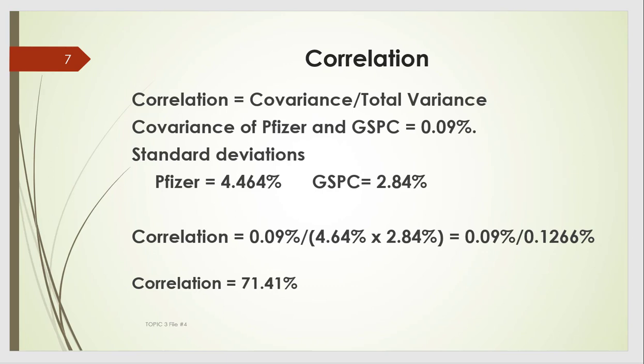So correlation is going to be the covariance divided by the product of the standard deviations of the two stocks. The covariance, we just calculated, it's 0.09%. The standard deviation, as we calculated in the previous file, was 4.46% for Pfizer and 2.84% for GSPC. So the correlation of Pfizer with the index is 0.09 divided by the product of the standard deviations, which turns out to be 71.4%. So 71.4% of Pfizer's return is from systematic risk, and that's important for us to know.